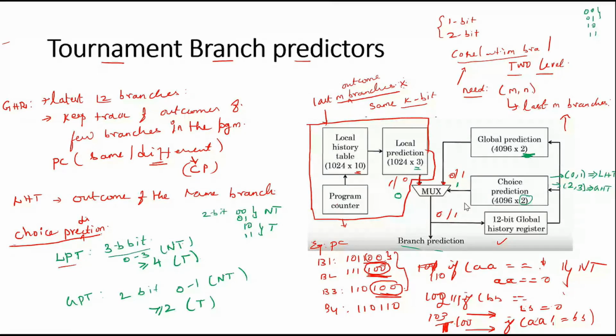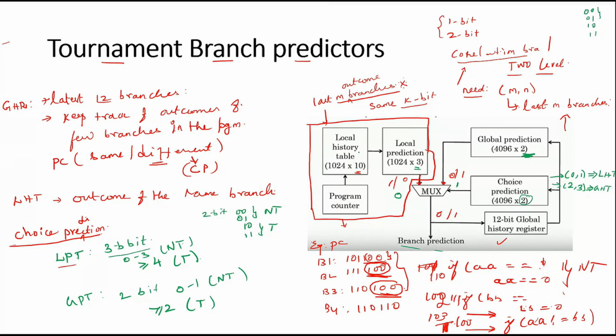So till now, with respect to the architecture of the tournament predictor, any doubt? Did you understand the need for the components in tournament branch predictors? Additionally, we have the global prediction, the choice prediction, and the global history registers.